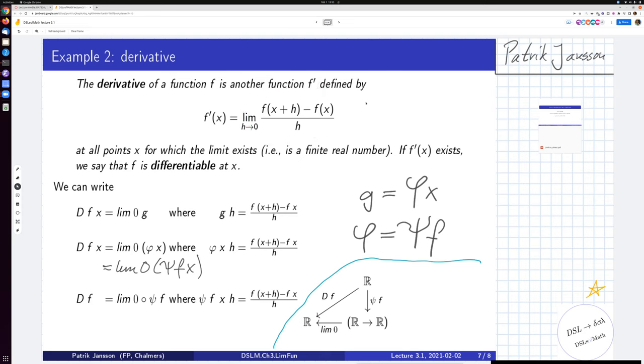And then I've done one more step. Notice I said here that d of f and x is lim 0 after psi f x, and then I've removed the x here. So I want to define what the derivative of f is. And I can see that this is actually a composition of the function lim at 0 and psi f. So this is equal to lim 0, function composition, psi f, applied to x.